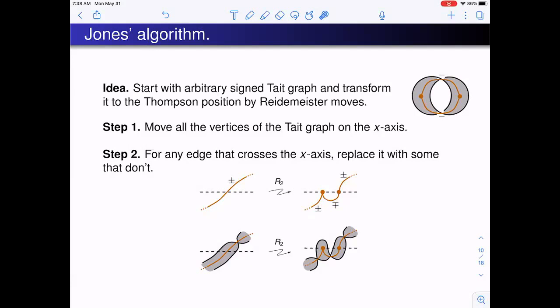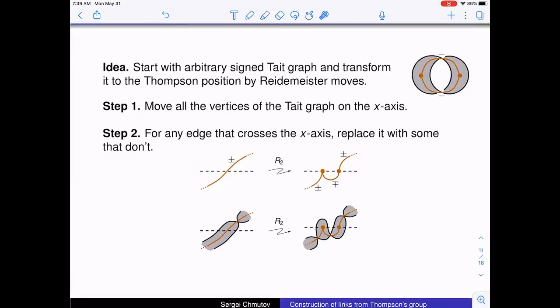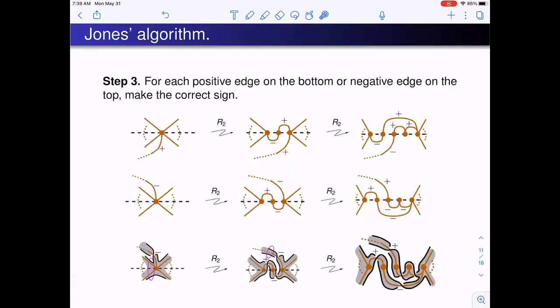And after that step, all vertices will be on the x-axis, and all edges will be either arcs of circles in the lower half plane or the upper half plane. So it is all satisfied for that diagram, so I do not need to do anything for that particular diagram right here. But the next step will be to correct the sign.